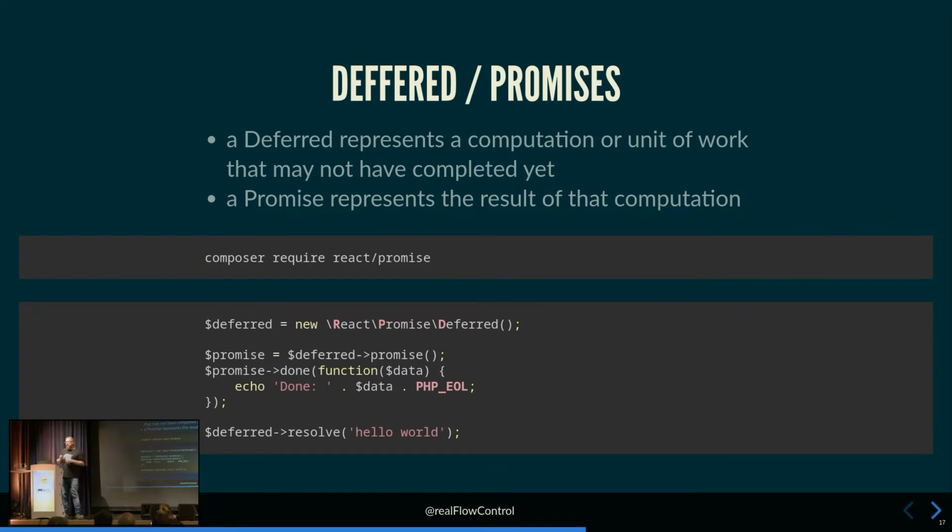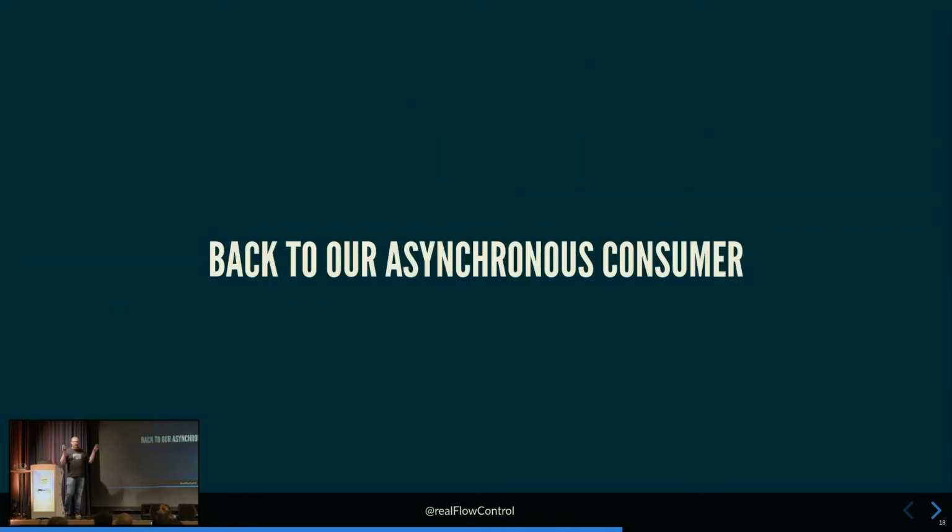Okay, this is just a basic overview of how it works. Let's go back to our asynchronous consumer that we actually want to build. We have some stuff that it should do. First of all, we need a way with ReactPHP to consume messages from RabbitMQ. On the other side, we need to send HTTP calls to a tracking service, and we need to think of how the payload should look that we're going to send through all this stuff.